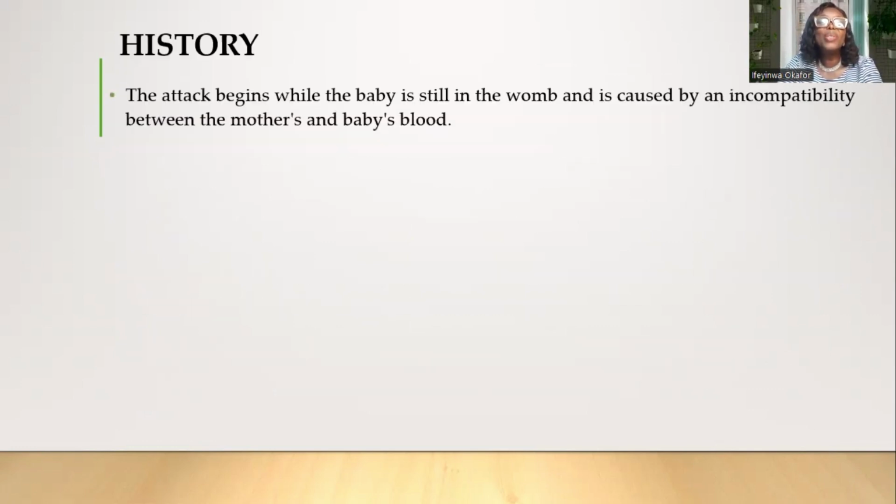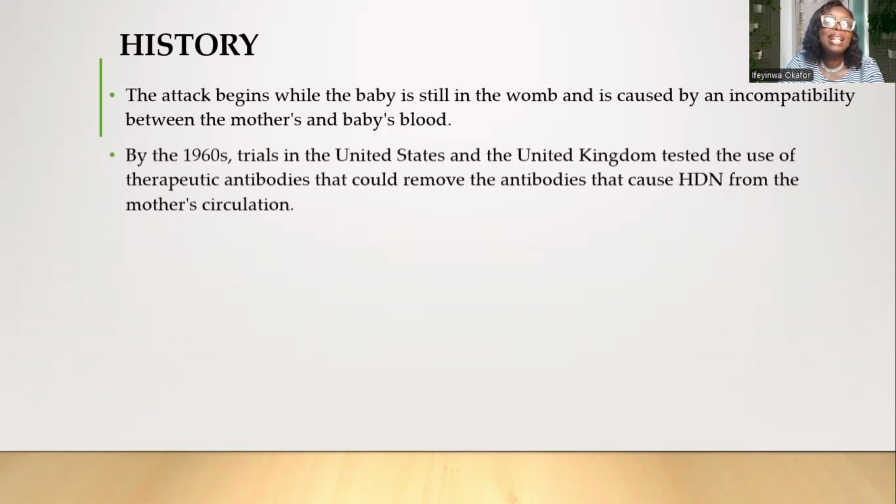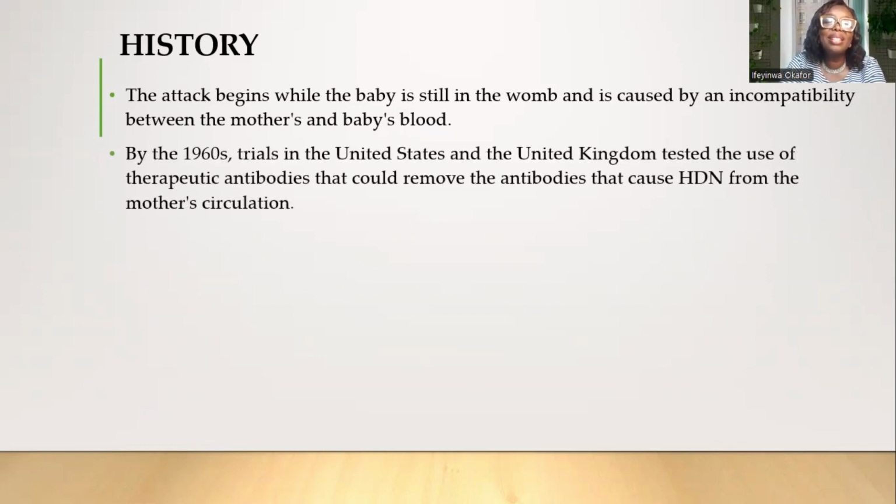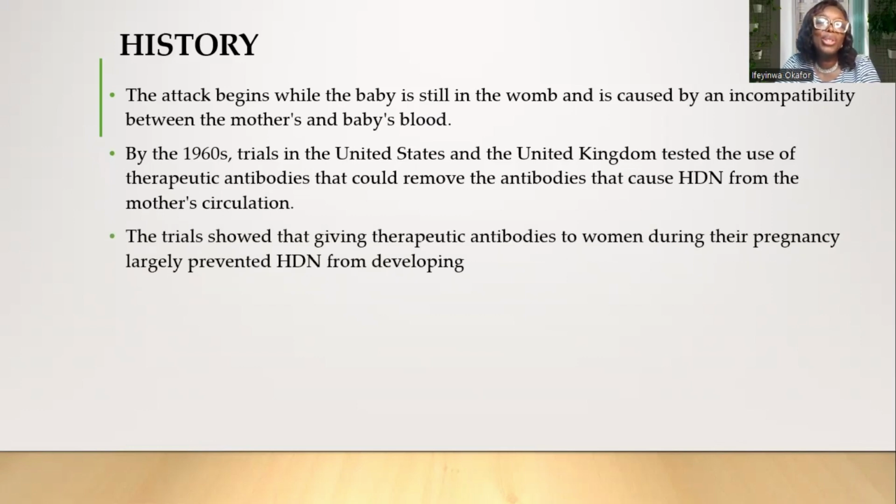The attack begins while the baby is still in the womb, and it is caused by an incompatibility between the mother's and the baby's blood. By the 1960s, trials in the United States and United Kingdom tested the use of therapeutic antibodies that could remove the antibodies that cause HDN from the mother's circulation. Now, the trials showed that giving therapeutic antibodies to women during their pregnancy largely prevented HDN from developing.